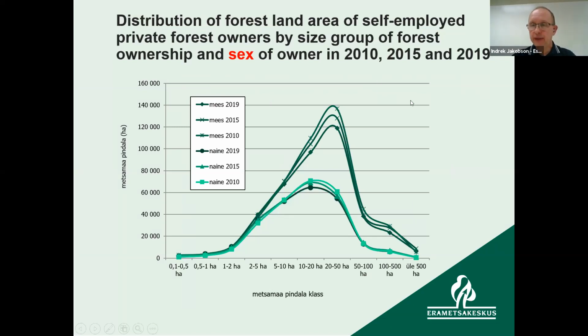So you see the graph, yes? Here you see that nearly 1/3 of forest land belongs to female owners and nearly 2/3 of Estonian land belongs to male forest owners. Quite interesting statistics. I even didn't know it before today.